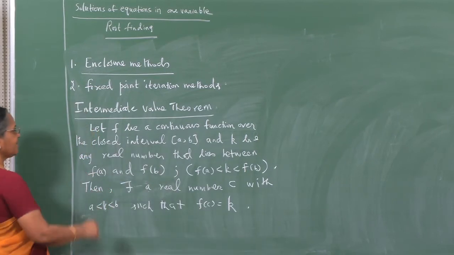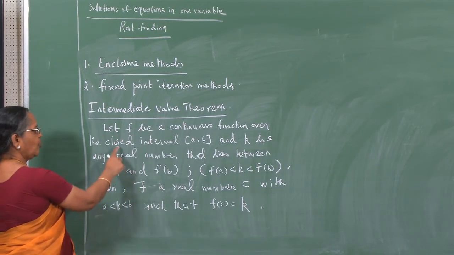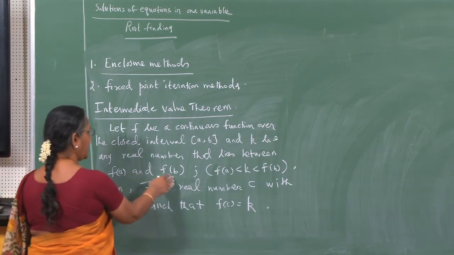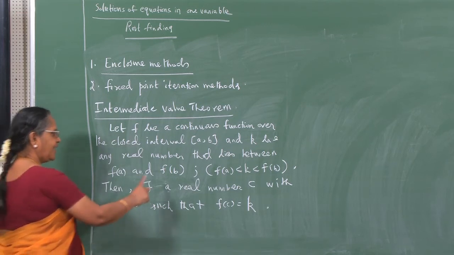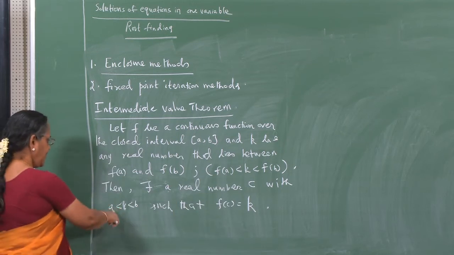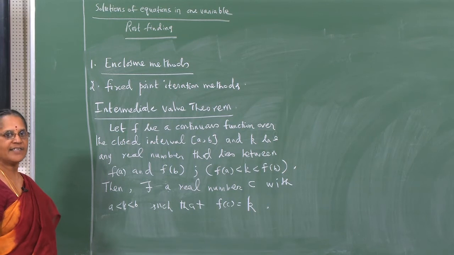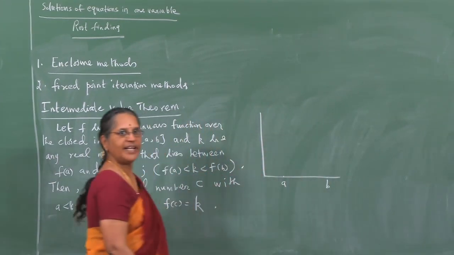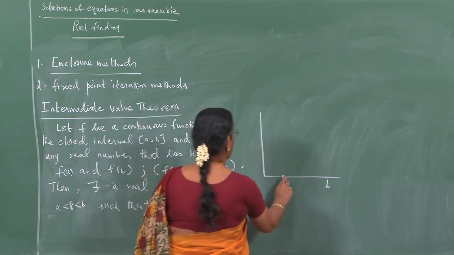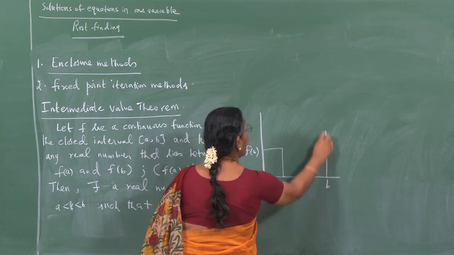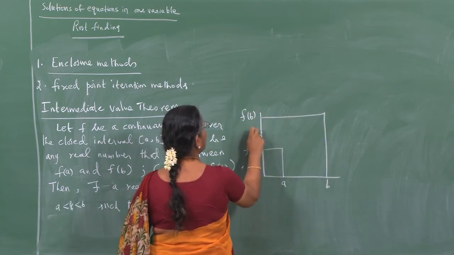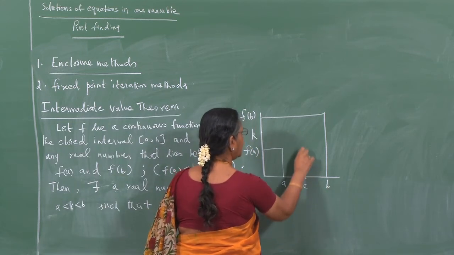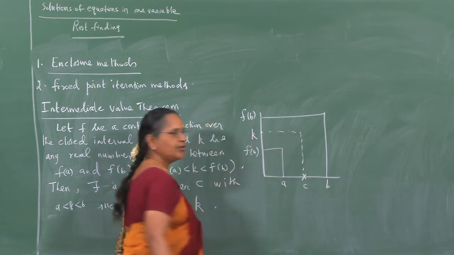Intermediate value theorem states that if f is a continuous function over the closed interval [a, b] and k is any real number that lies between f of a and f of b, then there exists a real number c which lies between a and b such that f of c is equal to k. So, if f is a continuous function defined in this interval [a, b] and k is any real number which lies between f of a and f of b, then there exists a real number c between a and b such that f of c is equal to k.